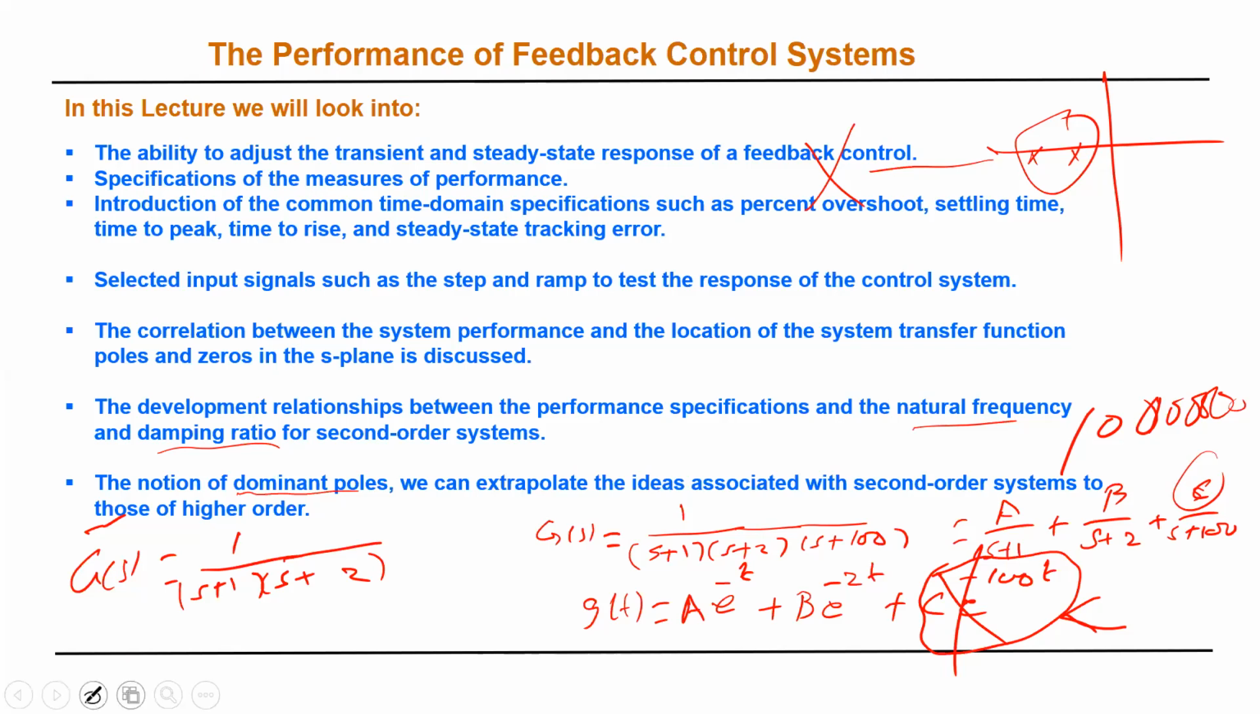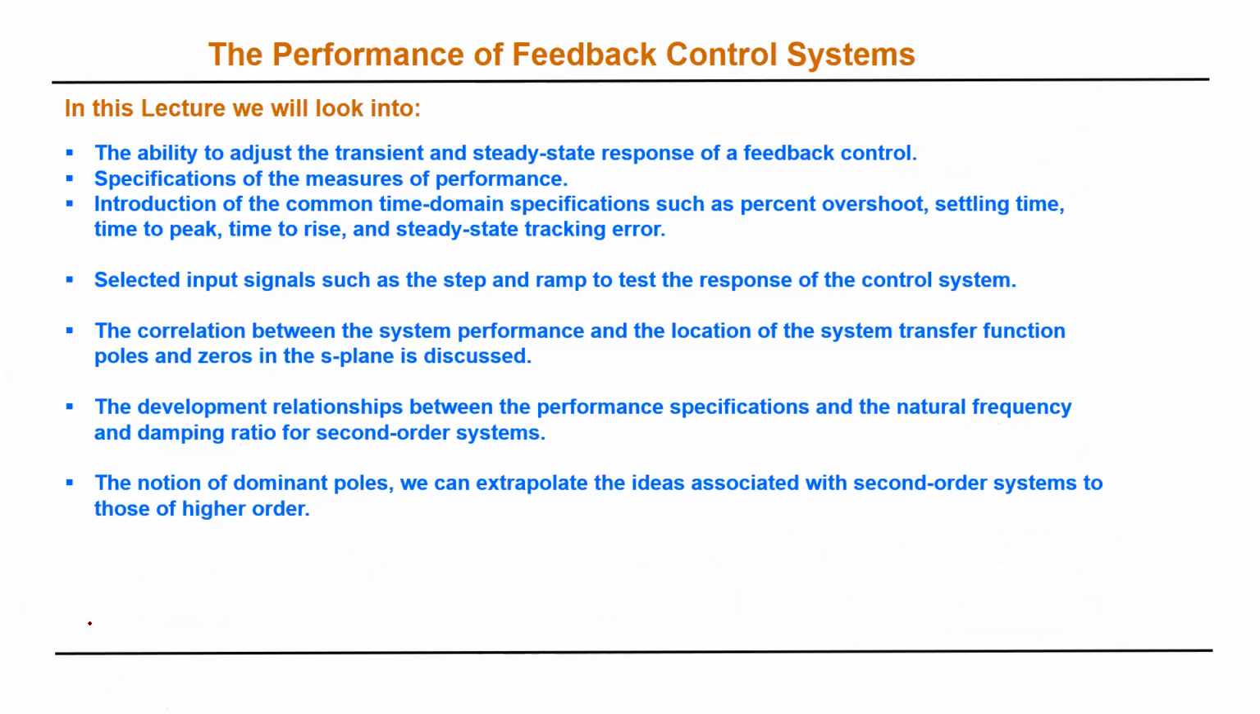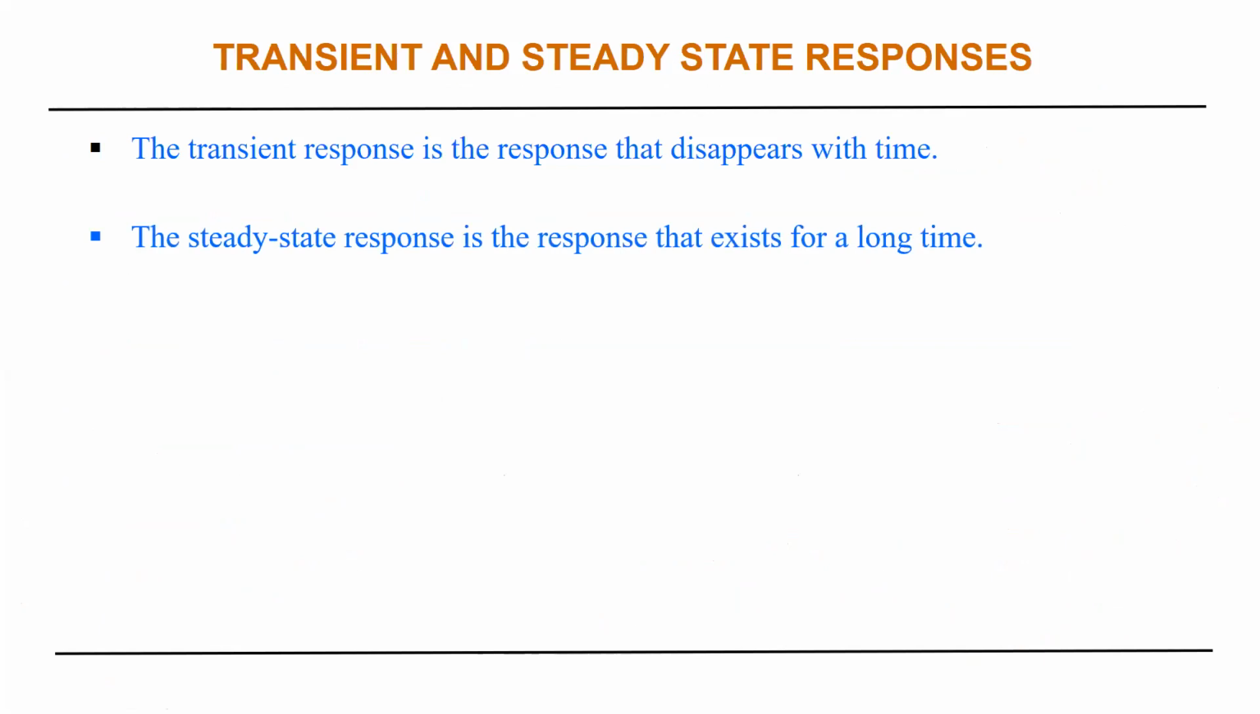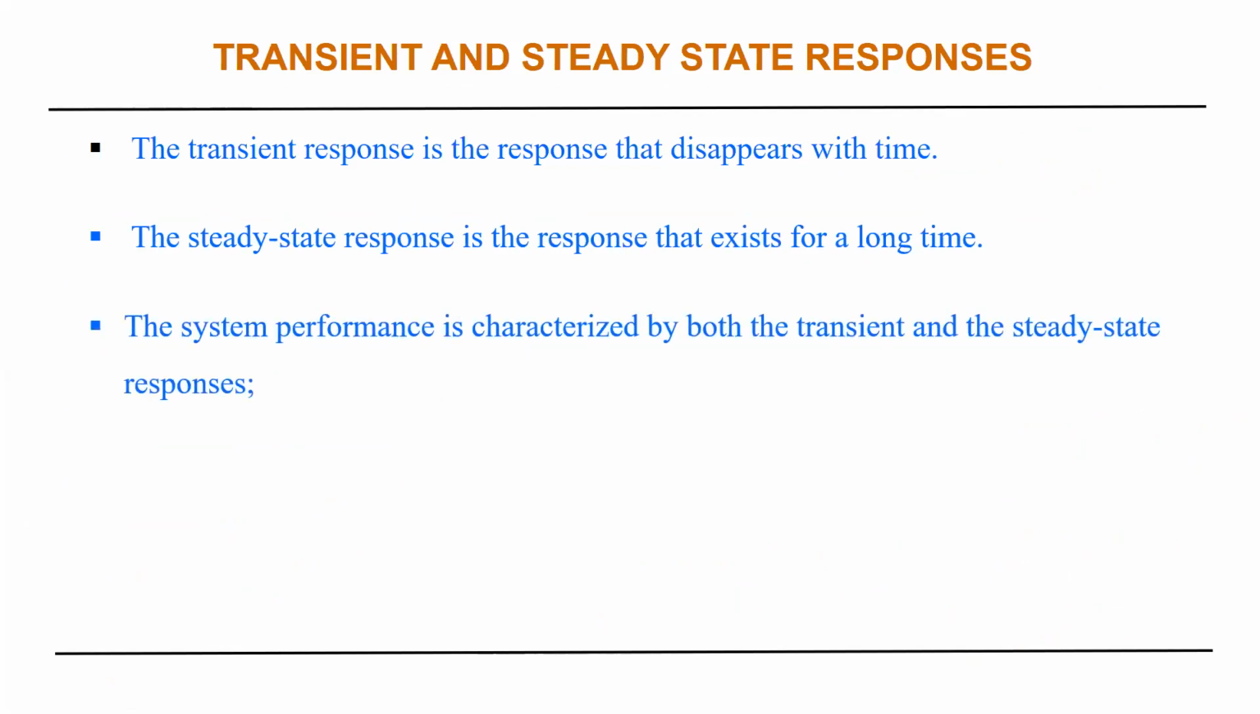The idea is that there is the concept of dominant pole. It means that some of the poles are far away, so I will neglect the effect of them without affecting the behavior of the overall system. Well, the transient response is the response that disappears with time. Steady state is a response that exists for a long time, provided that the system is stable. If the system is unstable, then it's useless.